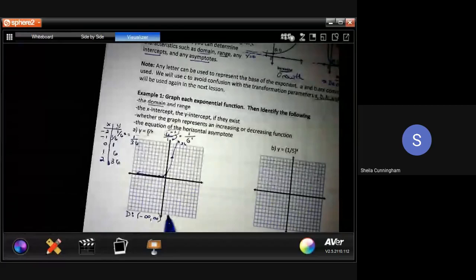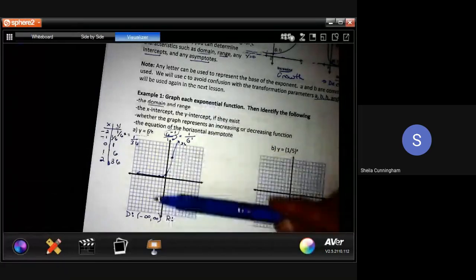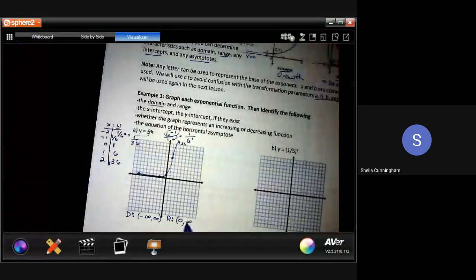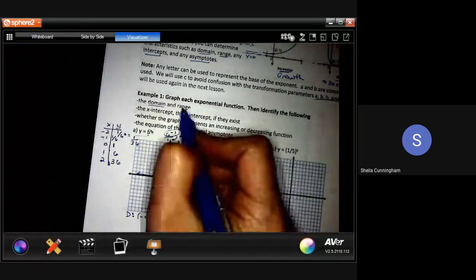My range, now let's think range. That's our y values. So think about it in this direction. Where's my lowest y value? If I think about this, it's not crossing the x-axis here. So my y here is at 0. So my lowest is at 0, and I am going all the way up to positive infinity. So that's domain and range.